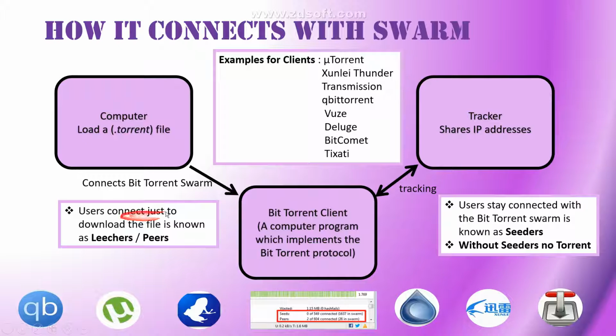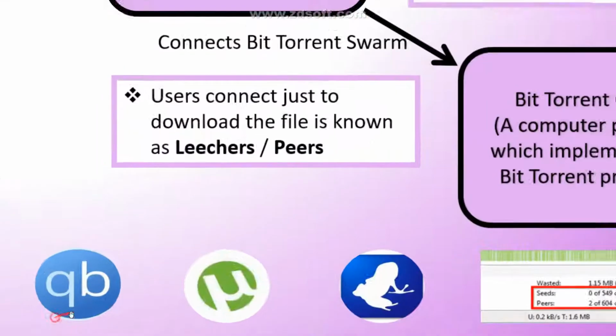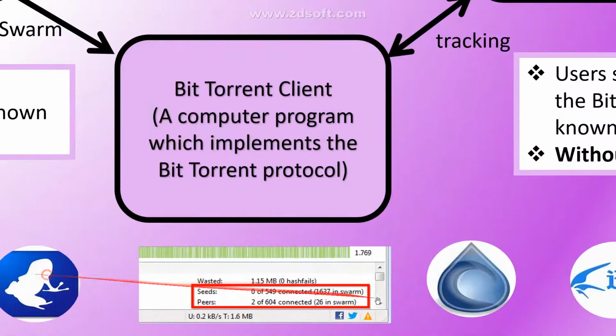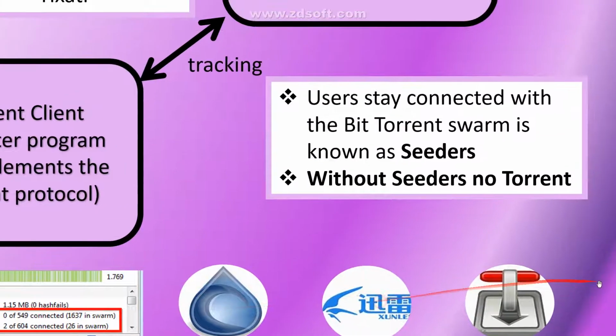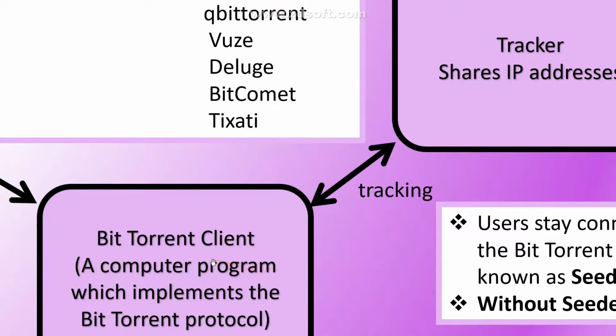If the users connect just to download the files, they are known as leechers or peers. If the users stay connected with the BitTorrent swarm continuously and share the files, they are known as seeders. Here the seeders are the most important part of this BitTorrent process, because without seeders, no files, no torrents. Here are some examples of BitTorrent clients. Those are qBittorrent, uTorrent, Vuze, Deluge, Xunlei Thunder, Transmission, BitComet and Tixati.